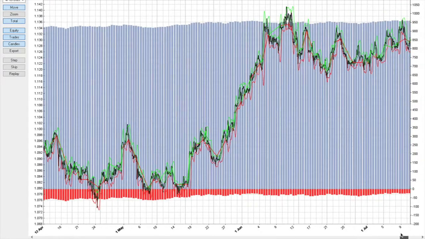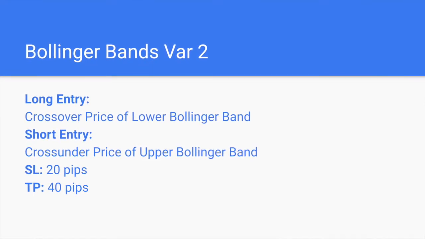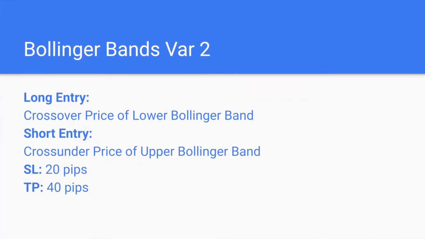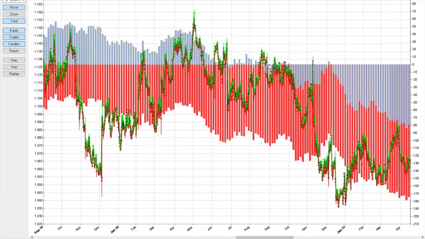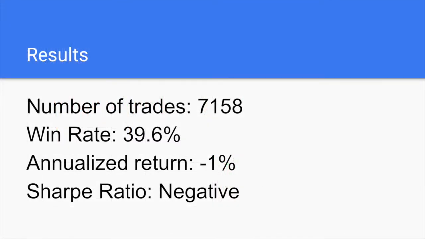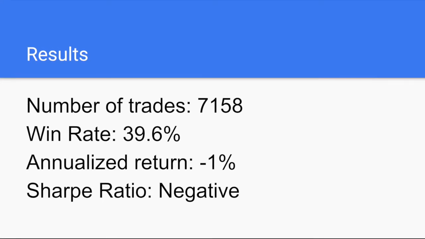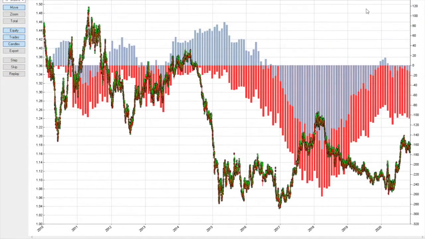So let's start with a 1 to 2 risk to reward ratio where we set the stop loss to 20 pips and the take profit to 40 pips. Now notice how the equity curve has changed. This version has generated 7,158 trades since 2010 at the win rate of 39.6% and an annualized return of minus 1%. This naturally gives us a negative Sharpe ratio. As we can see, the win rate is lower and the returns are negative, so surely there is a correlation between a higher win rate and a higher return.